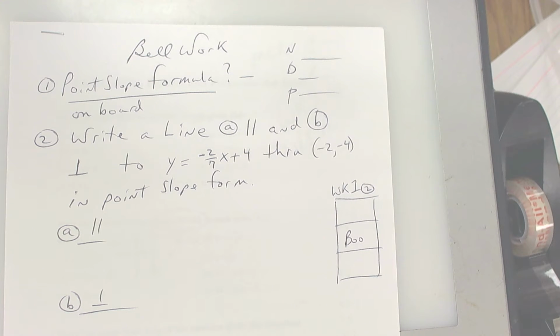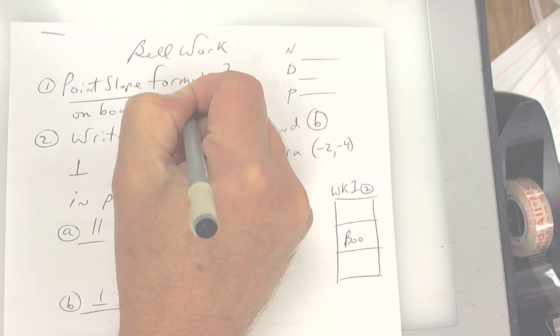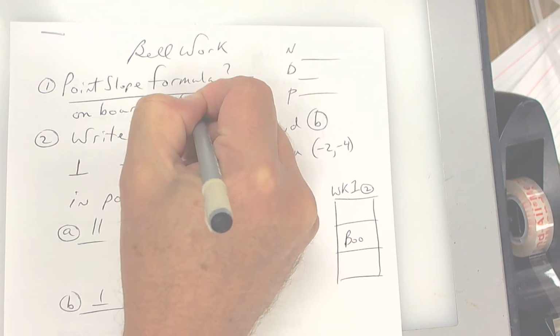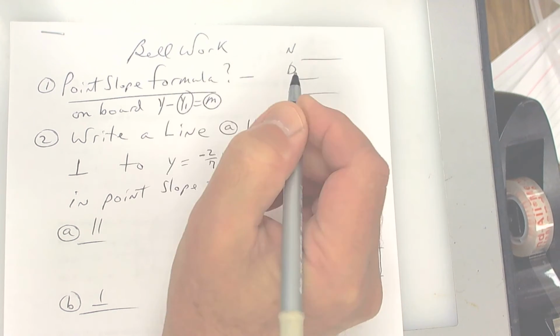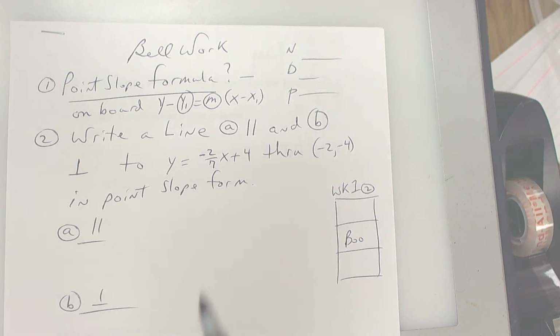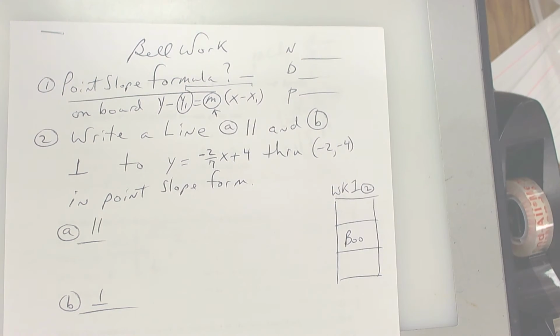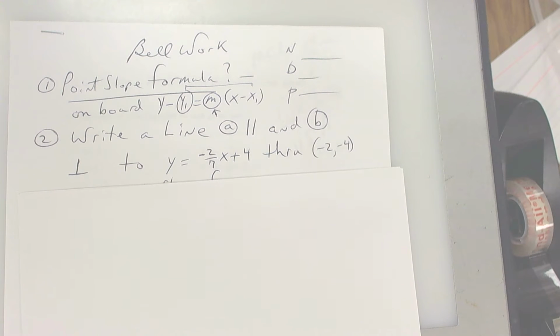All right, let's take a look here. Point slope formula, what is it? Well, that is y minus some y equals m, slope, and then x minus some x. That is called point. Here's your point. Slope formula. Okay. All right, number two, write an equation of a line, parallel and perpendicular.